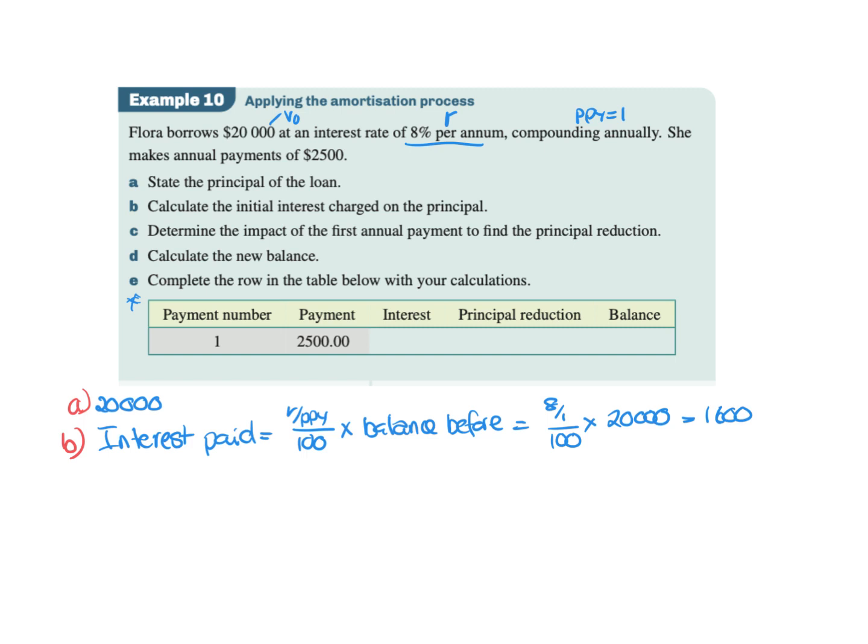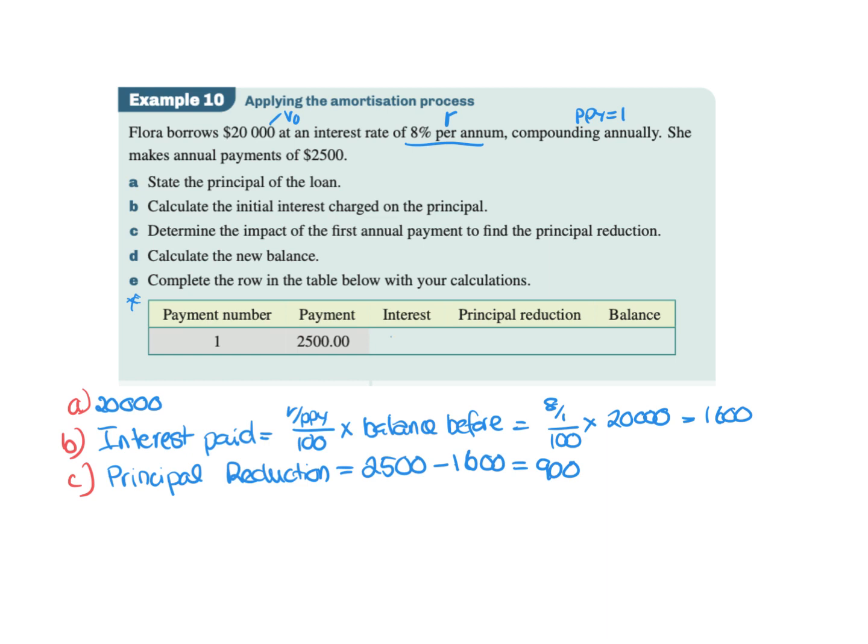Then it says with C, determine the impact of the first annual payment to find the principal reduction. So what that means is, how much is the loan actually going down by? So they're really asking, what is the principal reduction? Principal reduction is what your payment was, which was $2,500, minus your interest, because your loan's only going to drop by whatever was left over. And so in the end, that's $900.